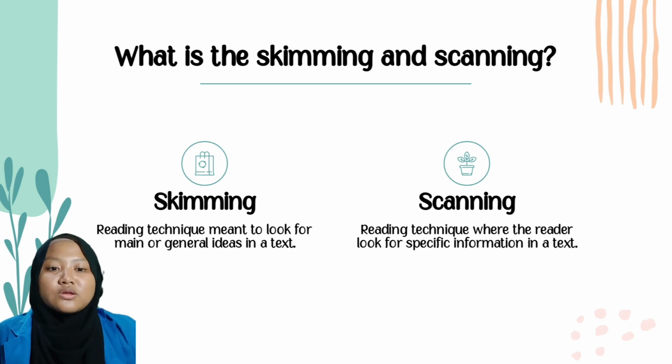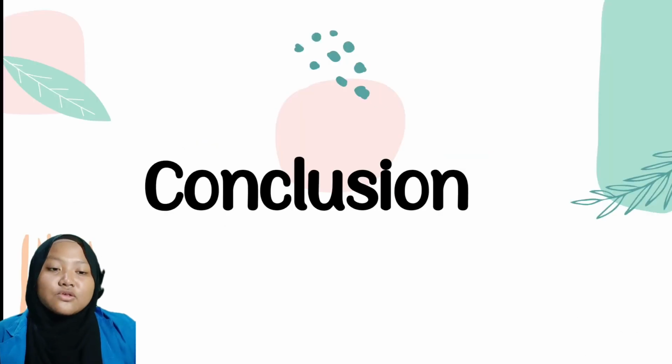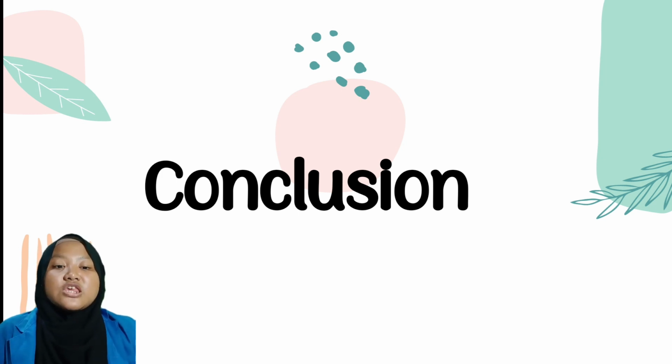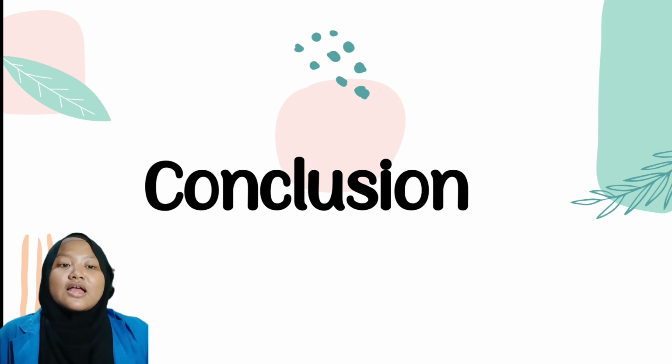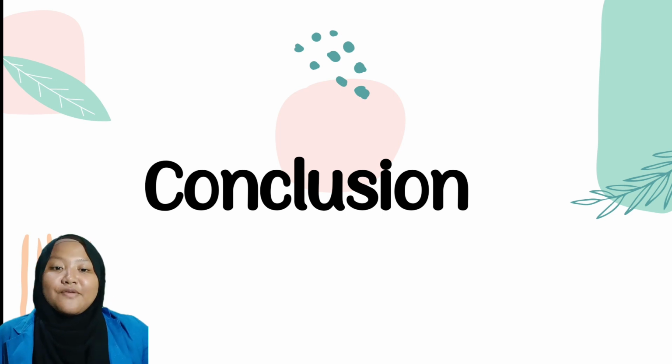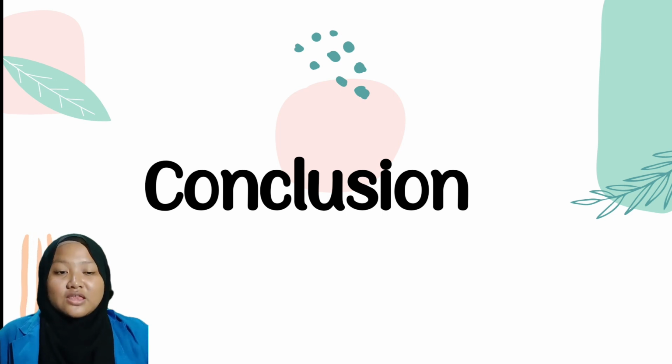So, the conclusion of this presentation: skimming is a reading technique to look for the main ideas in the text. This technique works effectively when you want to read an article but don't have much time to read the entire text in a newspaper. And also, scanning is a reading technique for searching keywords in the text, such as when looking for a word in a dictionary.